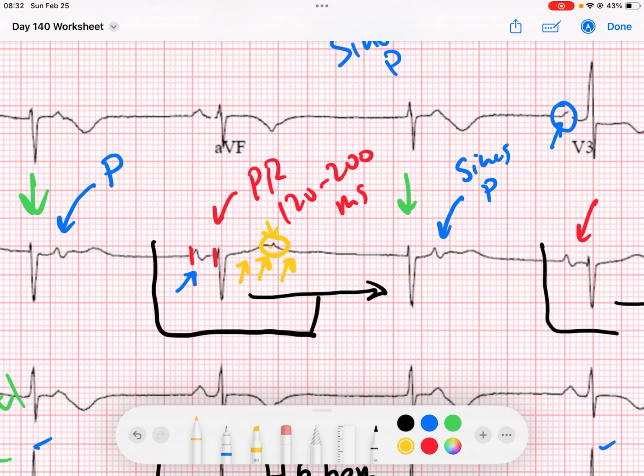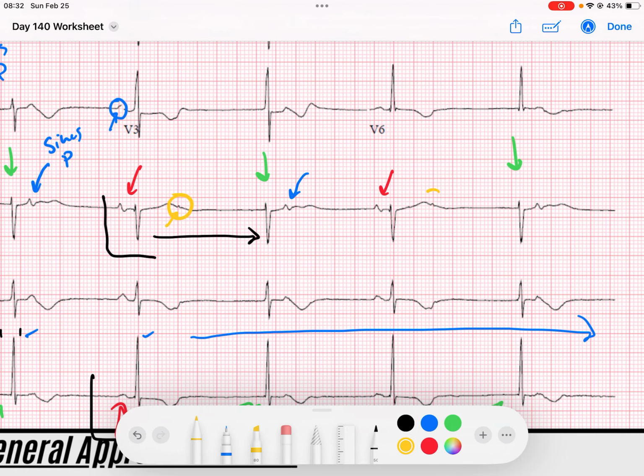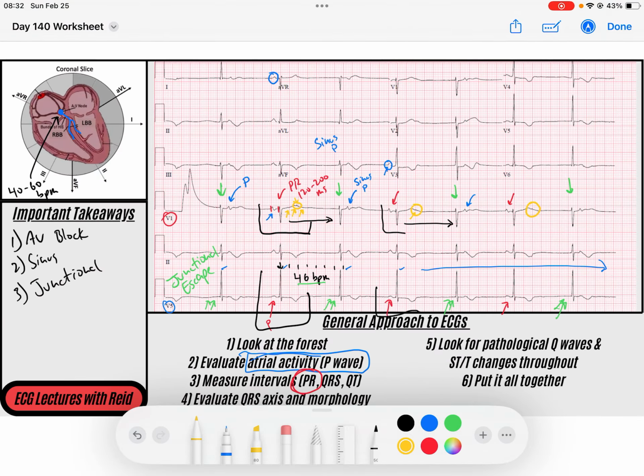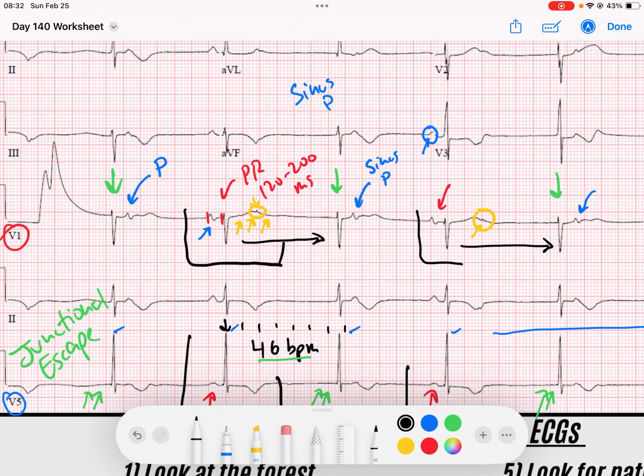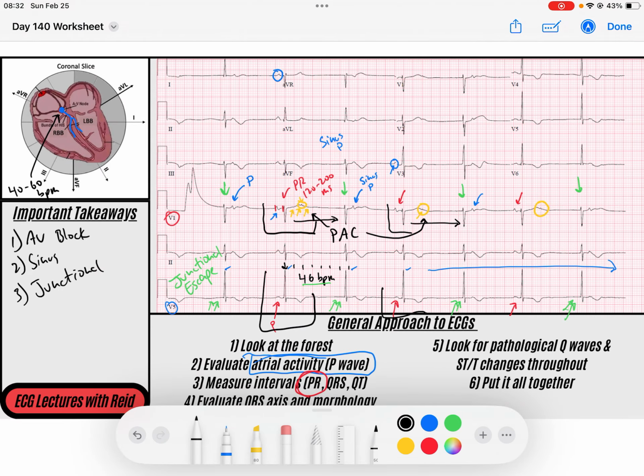If I look again on my other sinus beat, what do I see? I see a little spike. And so I'm looking at all of my sinus beats. After all of the sinus beats, I've got this small deflection. And what is that small deflection? That's a P wave, and that P wave looks different than the normal P wave. So that is a premature atrial contraction. So we have premature atrial contractions that are occurring after every sinus beat.